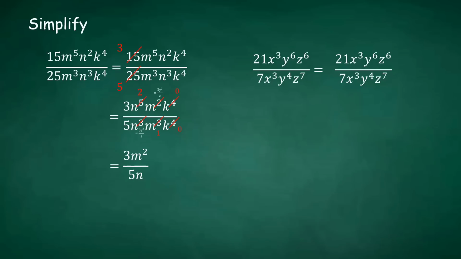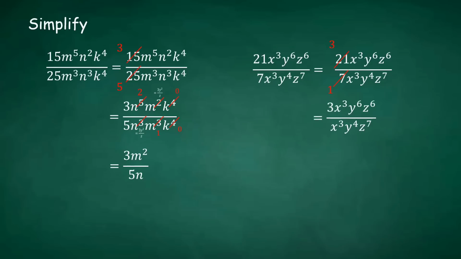21x cubed, y raised to the power of 6, z raised to the power of 6, over 7x raised to the power of 3, y raised to the 4, z raised to the power of 7. Remember, we can cancel the common factor in the numerical part of the fraction. The common factor of 21 and 7 is 7, so 21 divided by 7 is 3, and 7 divided by 7 is 1. So the new numerical part of this fraction is 3 over 1.